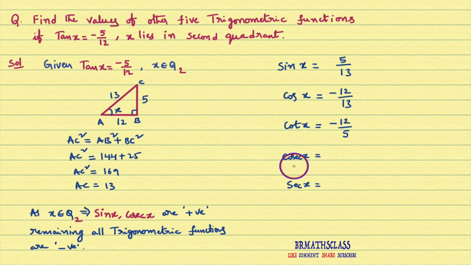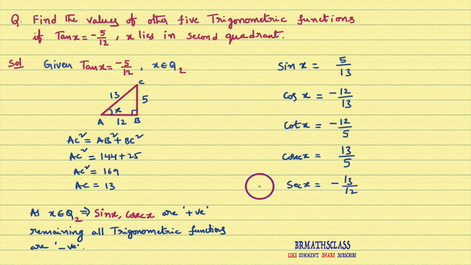Now cosecant x. Cosecant x is defined as hypotenuse divided by opposite side. Hypotenuse is 13 divided by opposite side, which is 5. As x lies in the second quadrant, cosecant x is positive. So we will write plus only here. Therefore cosecant x is 13 by 5. Now secant x. Secant x is defined as hypotenuse divided by adjacent side. Hypotenuse is 13, adjacent side is 12. Now is it plus sign or minus sign? Here as x lies in the second quadrant, sin x and cosecant x are the only positive ones, remaining all are negative. So secant x is negative. So secant x is minus 13 by 12.